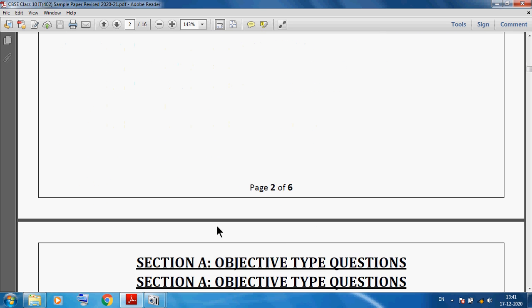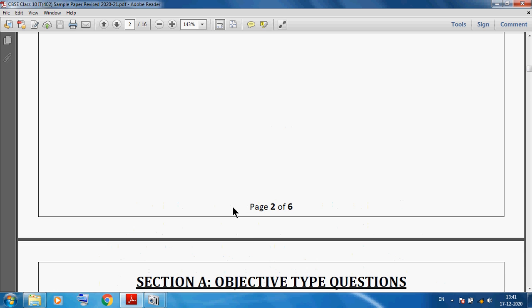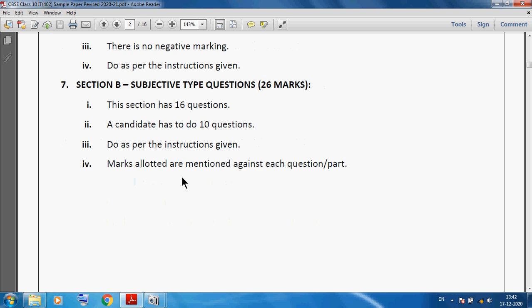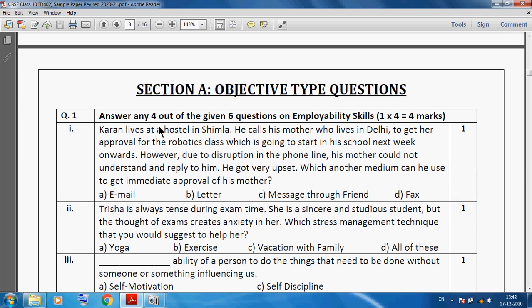Now the next thing is Section A. Subjective type questions. In Section A you can see you have 5 questions. And in this section there are 16 questions. So you can see: answer any 4 out of 6 questions on employability skills. Out of 6 questions you will give 4.